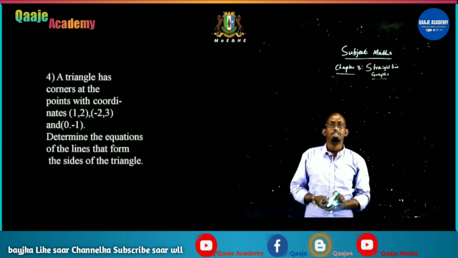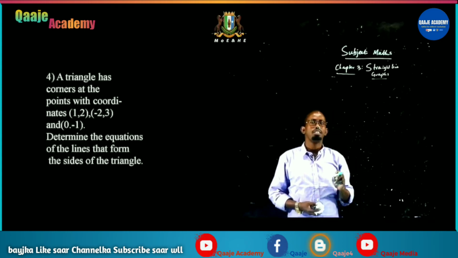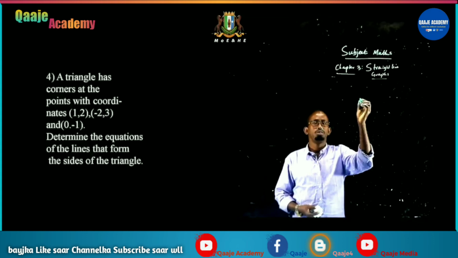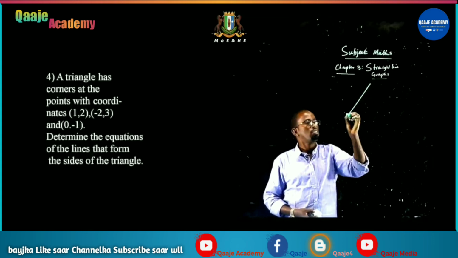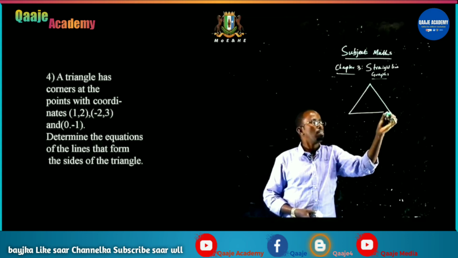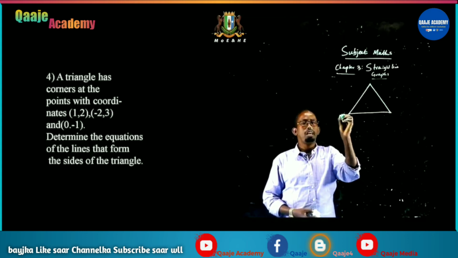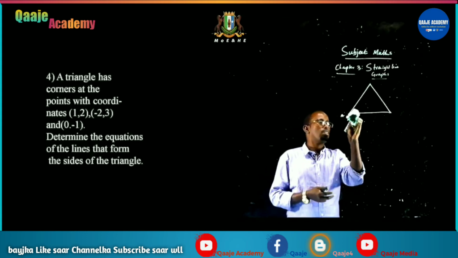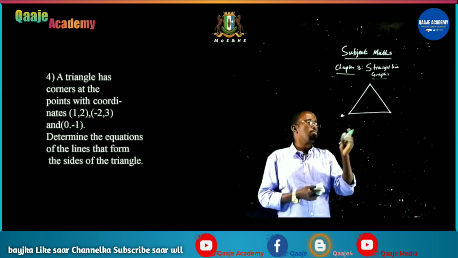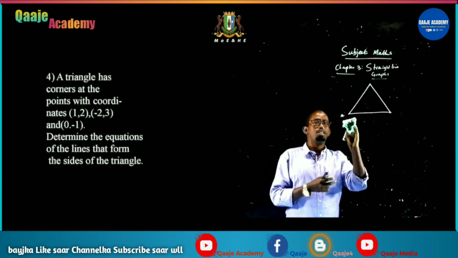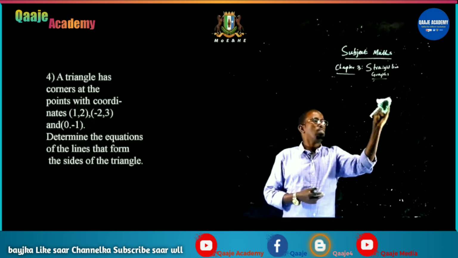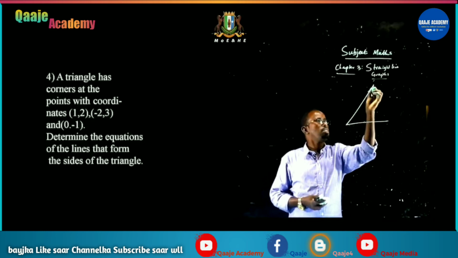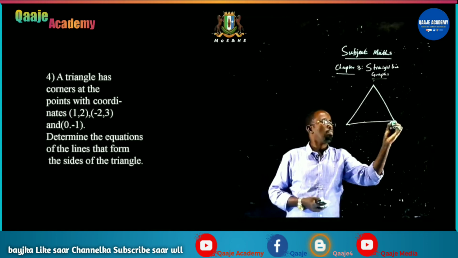Now the last question. A triangle has corners at the points with coordinates (1, 2), (-2, 3), and (0, -1). So let me just sketch the triangle. I'm just sketching the diagram.